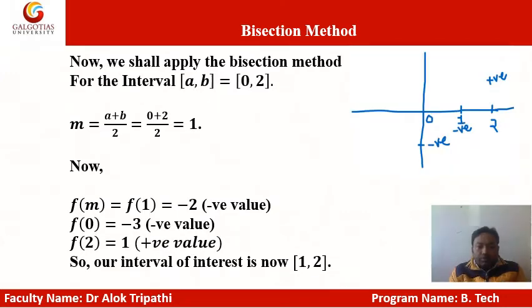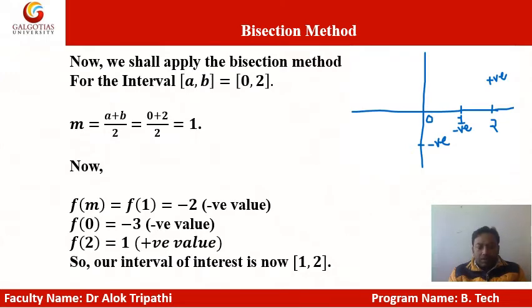Now we have found our new interval, which is 0 comma 2. Again we shall apply the bisection method on this interval. After bisecting this interval, we get the midpoint as 1. Now we check the value of the function at this midpoint, f(m). This is equal to minus 2, which is a negative value.